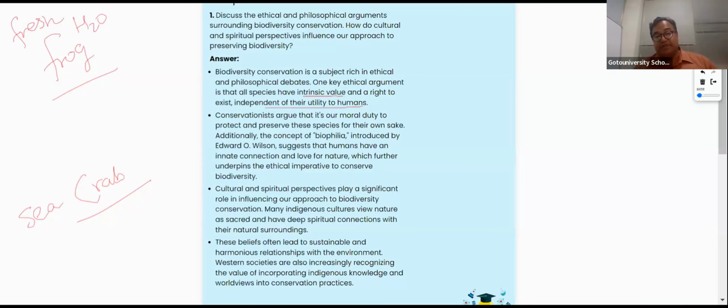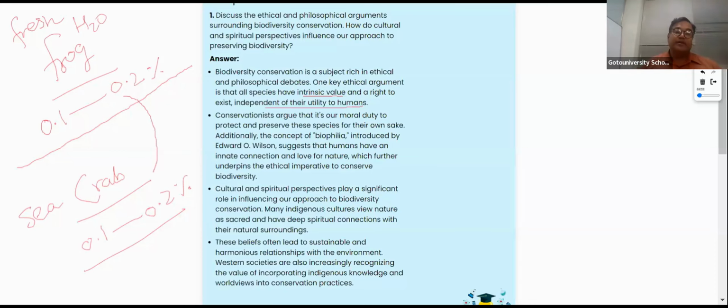What is exactly happening here is that the freshwater frog is showing a population size increase from 0.1 to 0.2 percent, let us consider in Armenia, whereas the sea crab amount is going from 0.1 to 0.2 percent in the case of Maldives. So the same amount of value, we call that the intrinsic value of each and every species. That is one way.